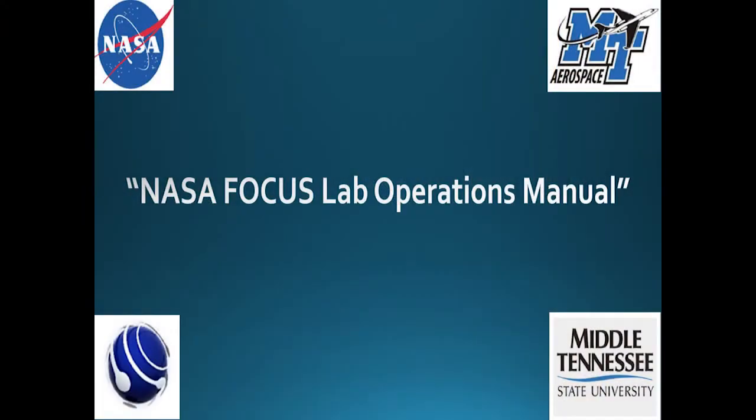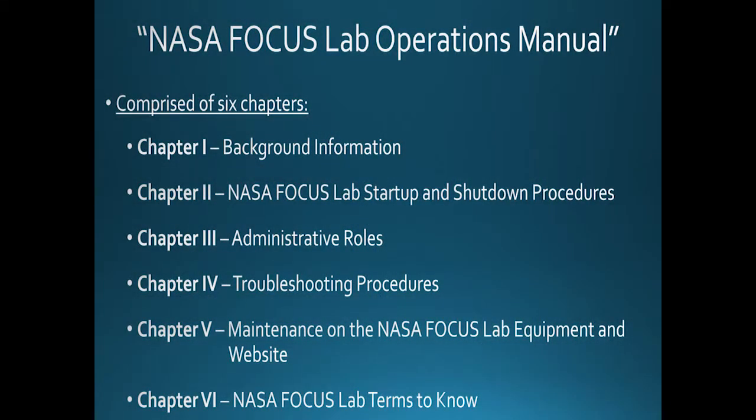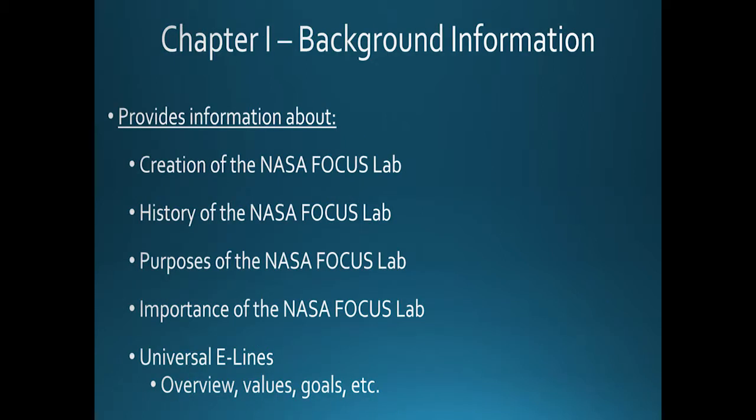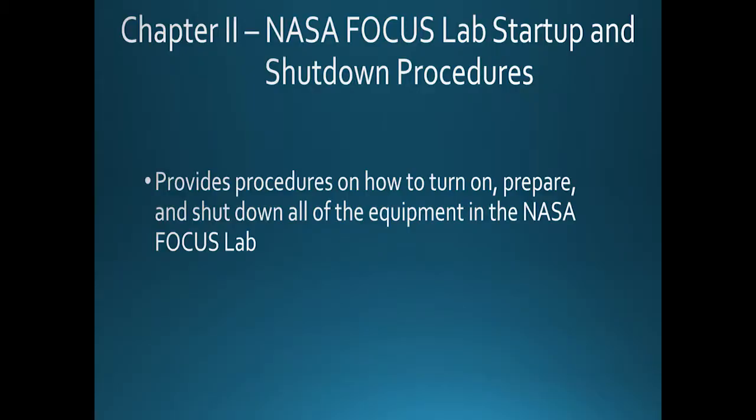So in order to resolve this problem, I wrote the NASA Focus Lab Operations Manual. And the NASA Focus Lab Operations Manual basically is a document that tells you how to run the lab from startup to shutdown. And it contains 6 chapters, and I just want to give a very brief overview of what each chapter consists of. So chapter 1 is the background information, and it tells you information about the creation, history, purposes, and importance of the lab, and also about the virtual airline that we run, Universal Airlines, its values, its goals, its corporate structure, and more. The second chapter is the NASA Focus Lab Startup and Shutdown Procedures, and it basically provides procedures on how to turn on, prepare, and shut down all the equipment in the lab.